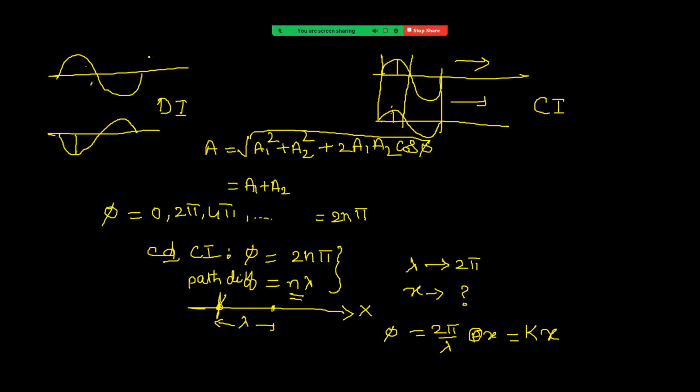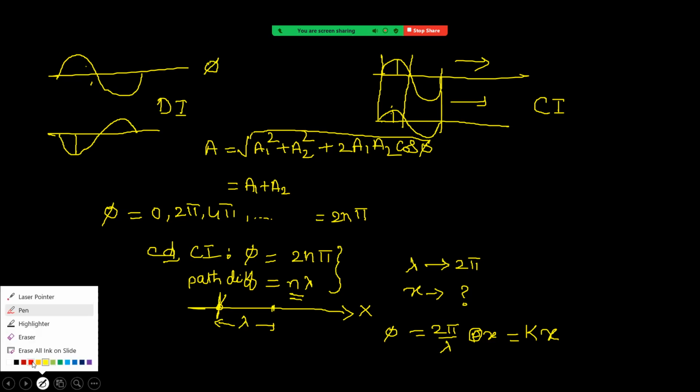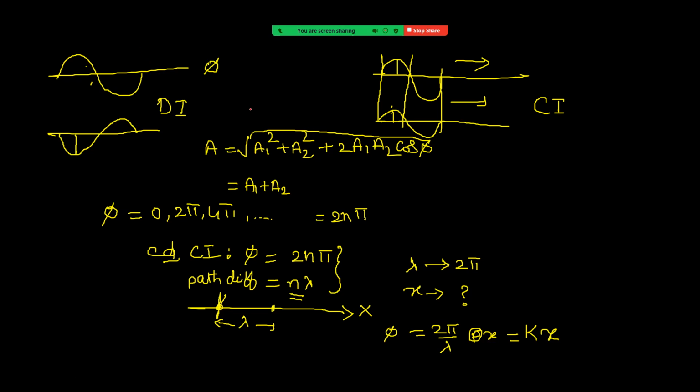And the condition for this one is phase difference equal to 2n minus 1 into pi. Suppose n equal to 1, it is pi. N equal to 2, 3 pi. So pi, 3 pi, 5 pi and so on. So whenever phase difference equals 2n minus 1 into pi, then it is destructive interference.